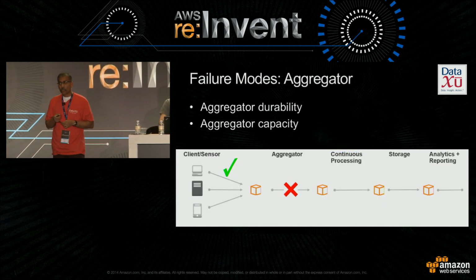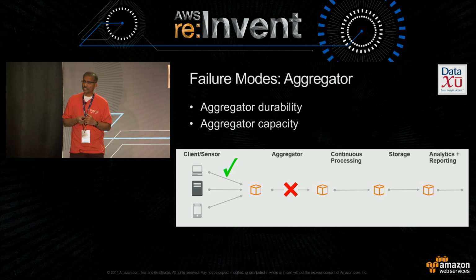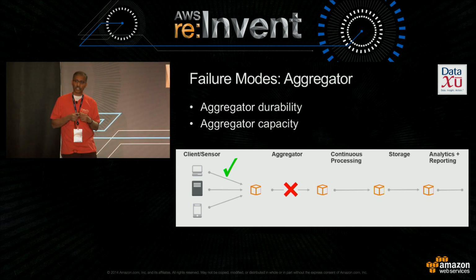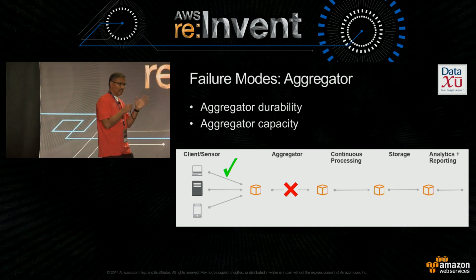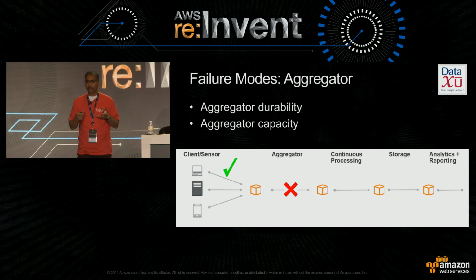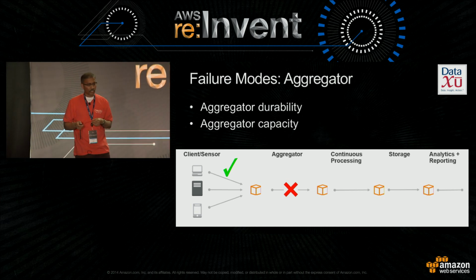Moving on, the aggregator. So we've talked about failure modes on the client side. Now let's touch upon the aggregator side. We look at this in 2 different ways. One is the availability and durability, and the second one is the capacity. So let's look at each one of them.